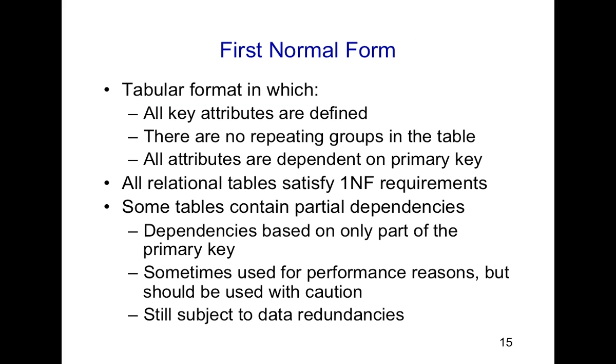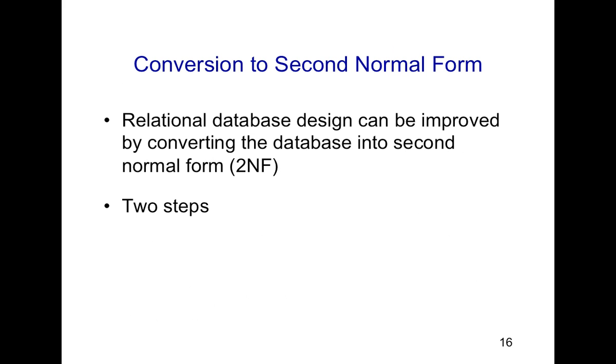And then the dependencies might have some partial dependencies, maybe based on only part of the primary key. Sometimes it's used for performance reasons, but it should be used with caution. You don't necessarily want to use a first normal form database, which is still subject to redundancies. So now we're going to convert it into second normal form.